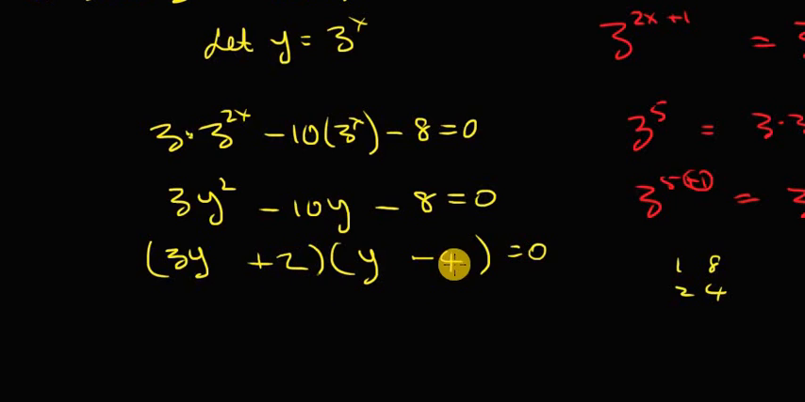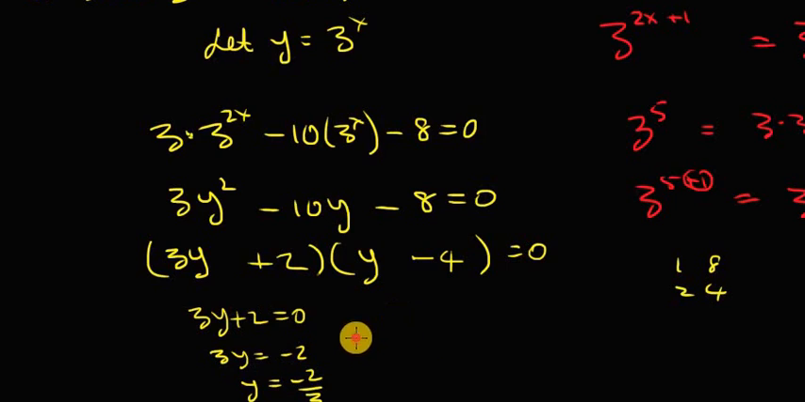So I've got 2 multiplied by minus 4 gives me minus 8. I have minus 4 multiplied by 3y gives me minus 12. And plus 2y is minus 10. So my solution is going to be 3y plus 2 is equal to 0, which means that 3y is equal to minus 2. y is equal to minus 2 over 3. And then over this side, I'm going to get y is equal to 4.